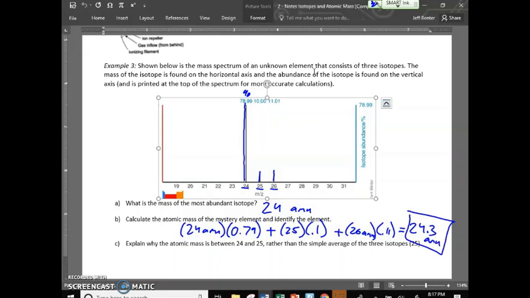Don't forget your answer box, makes the answers a lot easier to read. So then you look on the periodic table, see which element has a mass of 24.3, and that'd be good old number 12, Mg. Right? There you go. And so why is atomic mass between 24 and 25 instead of the normal average of 25? That's because it's a weighted average. So because 24 is more common, the atomic mass is skewed towards it, and so it's 24.3.